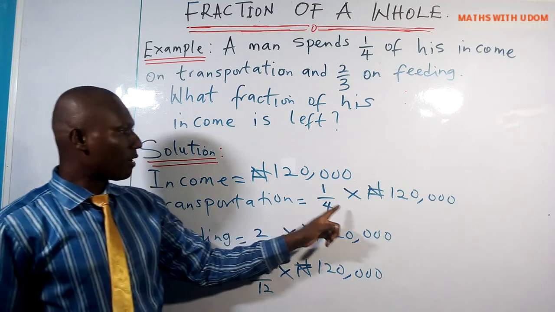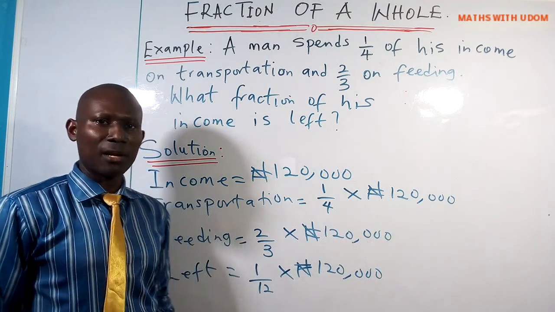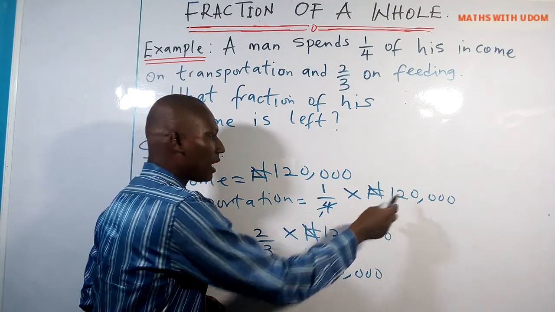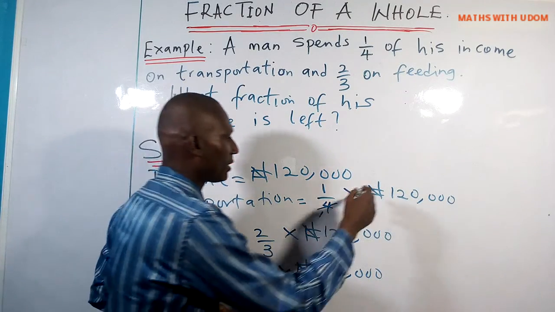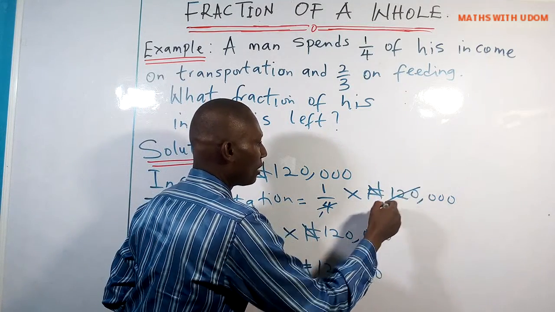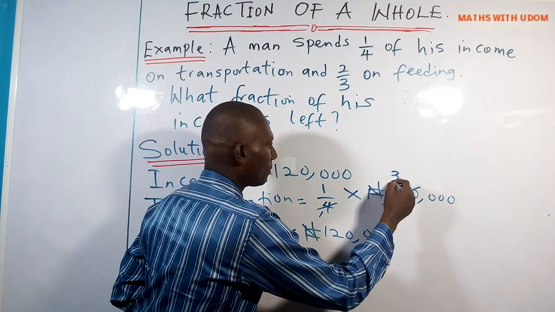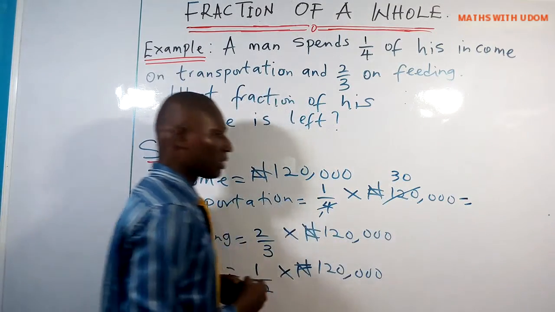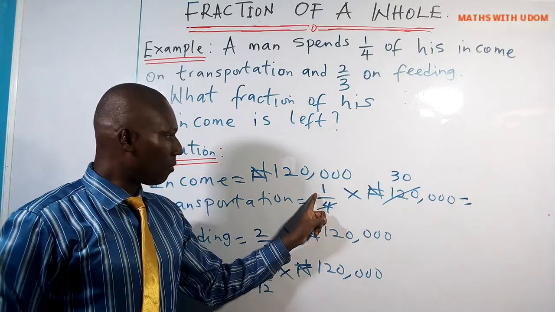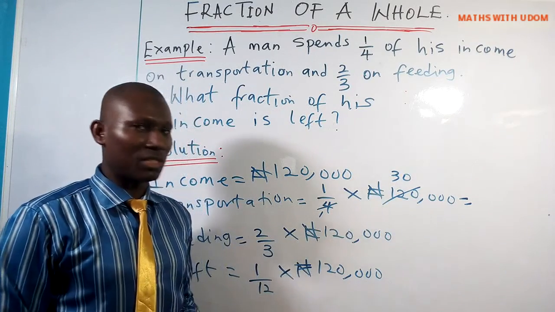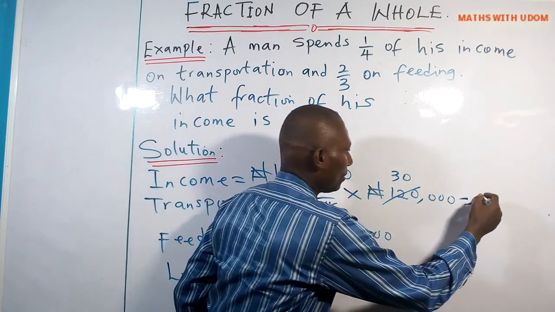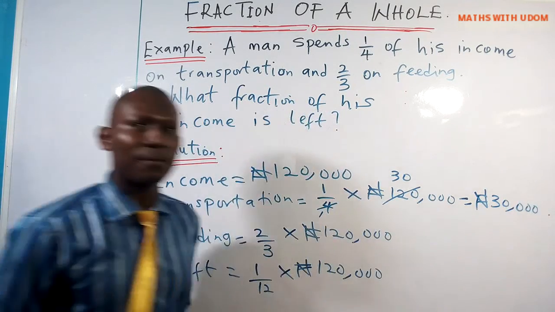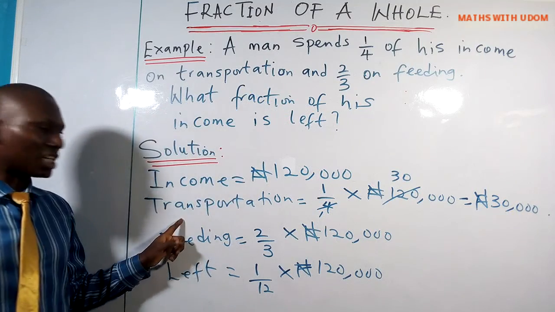So we want to do a little arithmetic here. Now, what is 1/4 of 120,000 naira? You can see that 4 can go through here. How many 4 can go in 120? 30. So we have 4 cancel this one, 30. So at the end of the day, our answer here is 1 times 30,000 naira, which is 30,000 naira, spent on transportation.